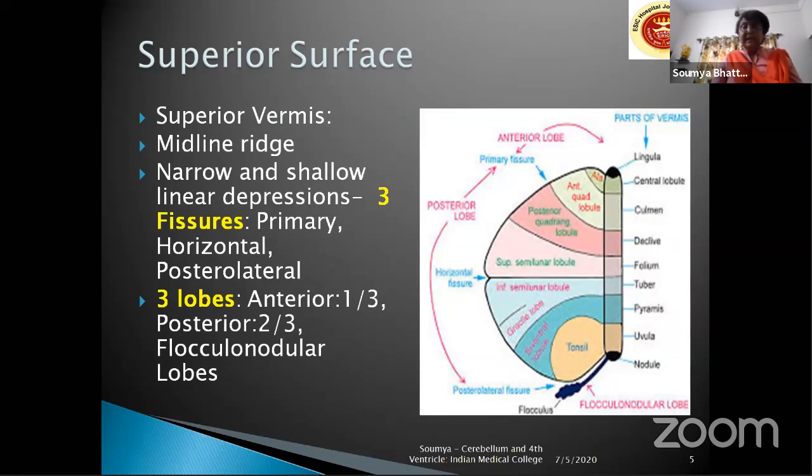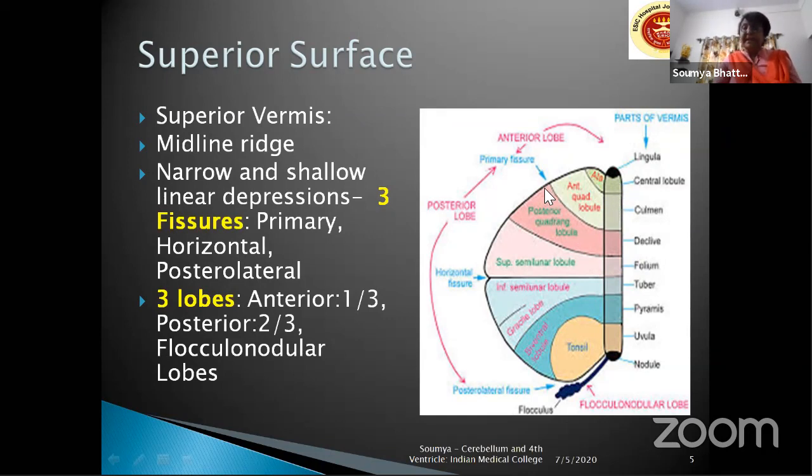Now these are known as fissures. Fissures are like grooves or narrow depressions. These are linear in nature. There are three fissures. One is the primary fissure, the other is the horizontal fissure, the third is the posterolateral fissure. So coming to the primary fissure, you can see beautifully that there are some cerebellar hemisphere part and some parts on the vermis.